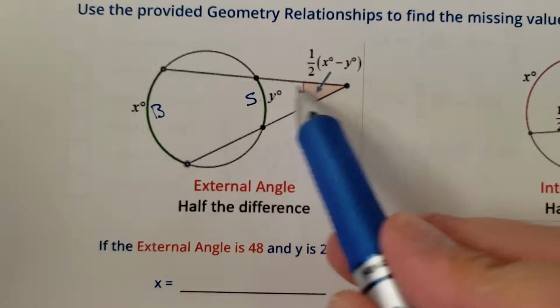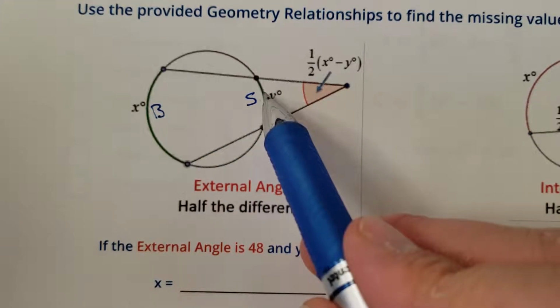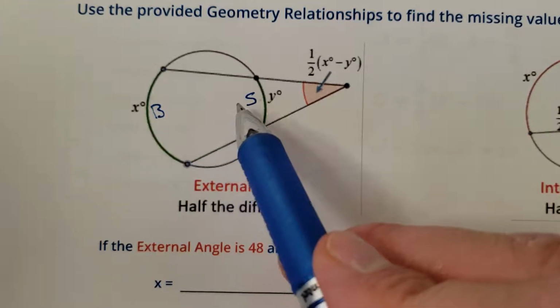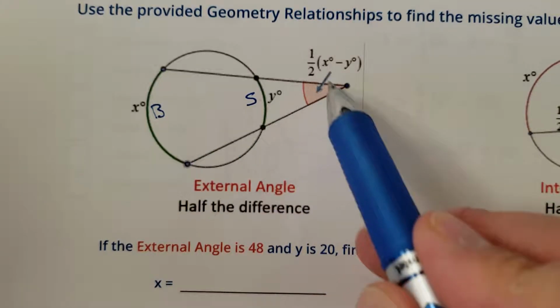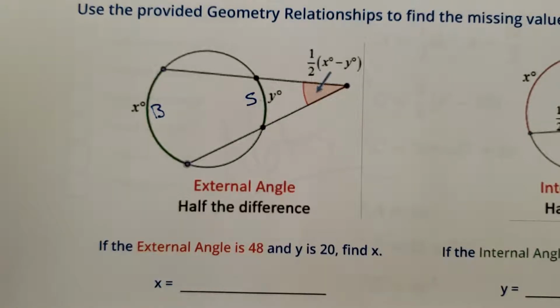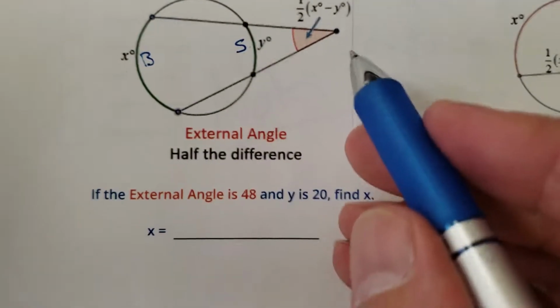If you make an angle outside of a circle and you hit one side of the circle and then you hit the bigger side, if you go big side minus small side and then chop it in half, you'll get that angle measurement every time. Pretty crazy, right? So let's deal with that here. All we're doing is just using the formula.